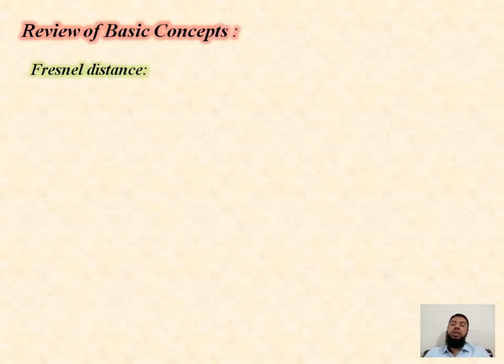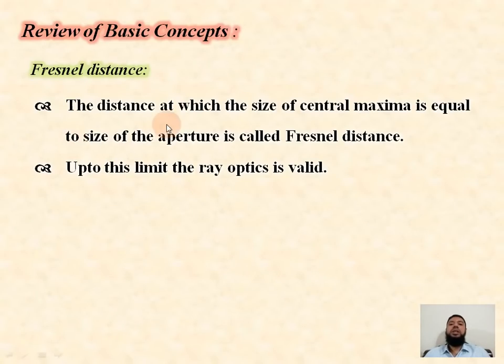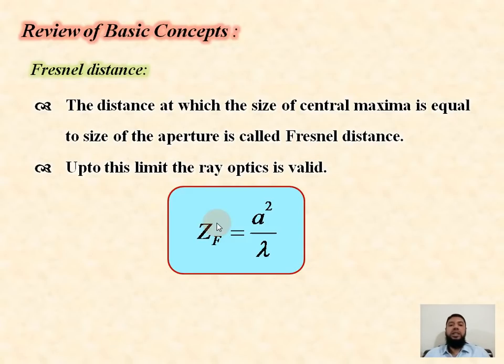Then we have learned the very important Fresnel's distance, the distance at which the size of the central maxima is equal to the size of the aperture is called the Fresnel distance. Up to this limit, ray optics is valid and it is expressed as ZF, which is equal to a square by lambda.